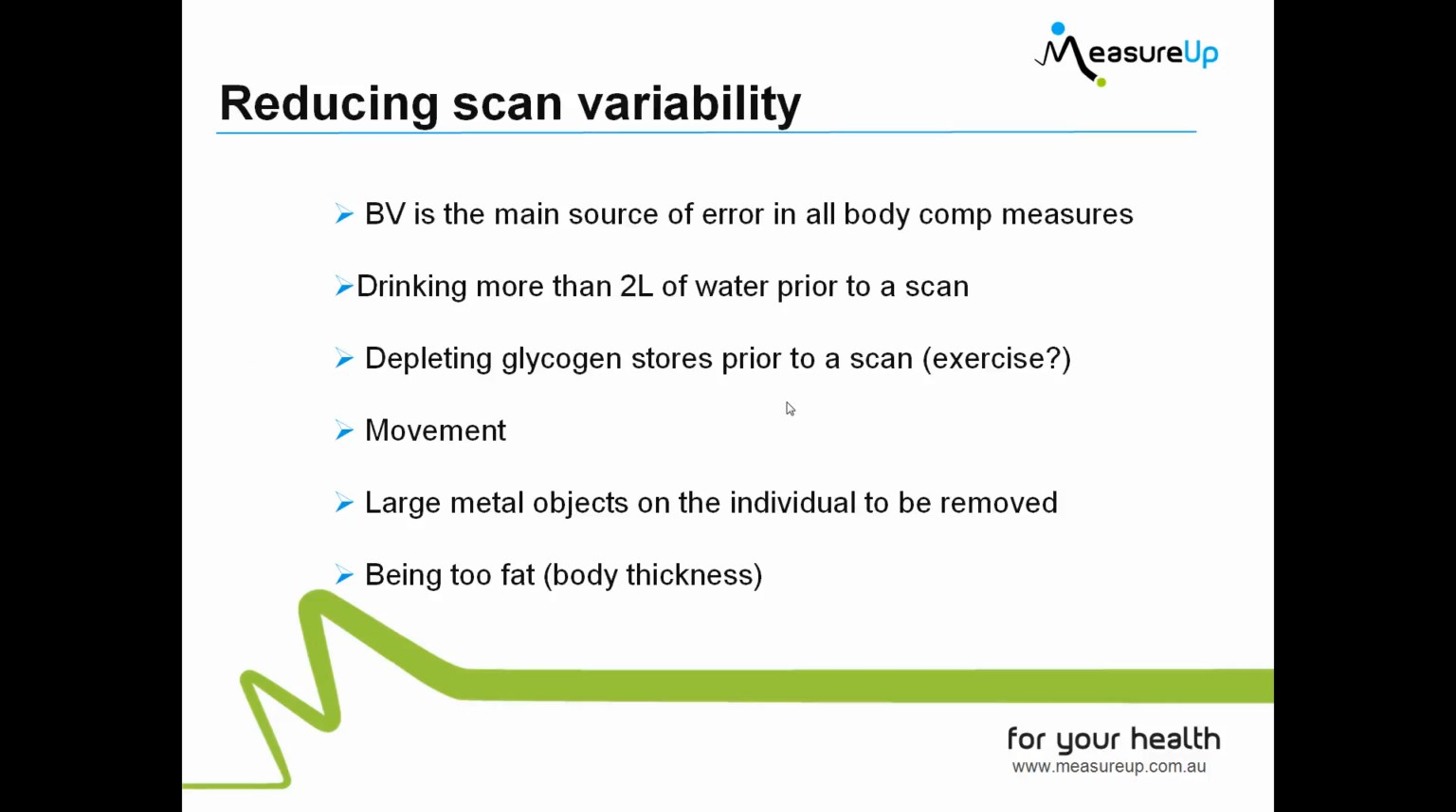To reduce scan variability, it's important to reduce what's called biological variability. Drinking more than 2 litres of water prior to a scan, depleting glycogen stores prior to a scan through exercise, or even perhaps through a couple of days of low carbohydrate eating prior to a scan will impact on your glycogen stores. Movement. Large metal objects on the individual will need to be removed as they will increase bone mass. And also body thickness will impact upon your scan result.